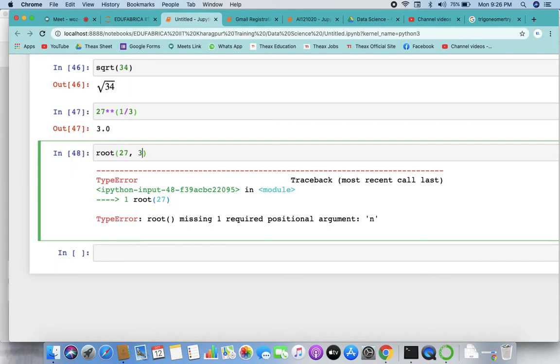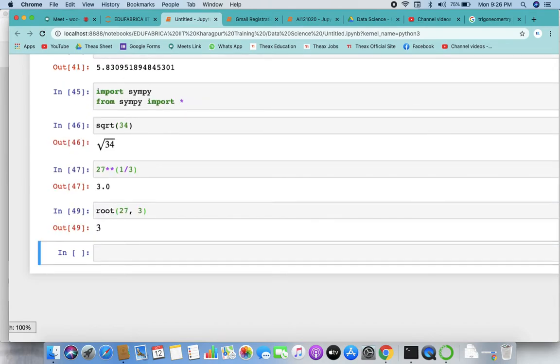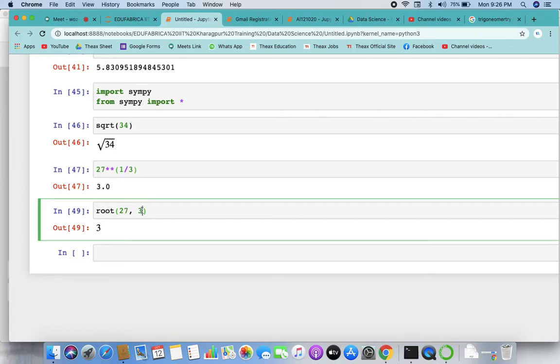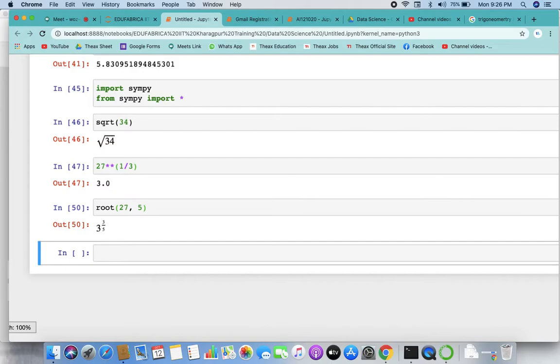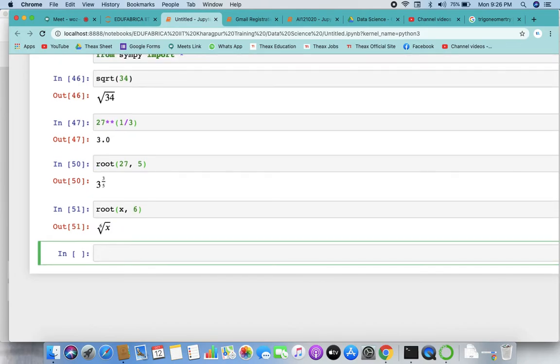That is clear to everyone? Having any doubts to anyone? Yes, sir, clear. Now we run this, we'll get the answer: 3. Okay? So if it is the fifth root of 27, 3 to the power 3/5. Right? If it is the fifth root of x, sixth root of x, something like this.